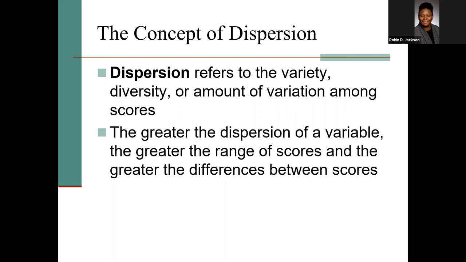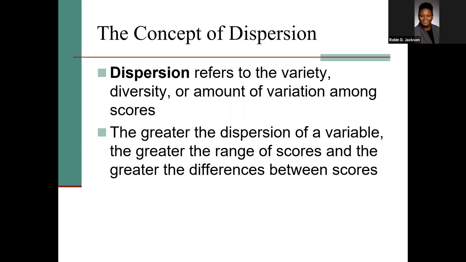They tell us about the variety and the diversity of the scores in a distribution. The dispersion tells us information about how close or how far apart the scores are. In other words, it tells us how much variation there is in the scores. And remember, variation is pretty much talking about variety, if you will. How much do these scores vary?